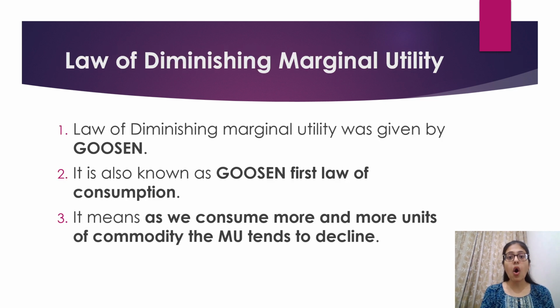The next is law of diminishing marginal utility. What is law of diminishing marginal utility? First we talk about who gave the diminishing marginal utility. It is given by Gossen, which is also known as Gossen's first law of consumption. It means as we consume more and more units of a commodity, the MU tends to decline. जैसे जैसे हम ज्यादा यूनिट्स कंज्यूम करते हैं वैसे वैसे मार्जिनल यूटिलिटी कम होती जाती है, घटती रहती है.